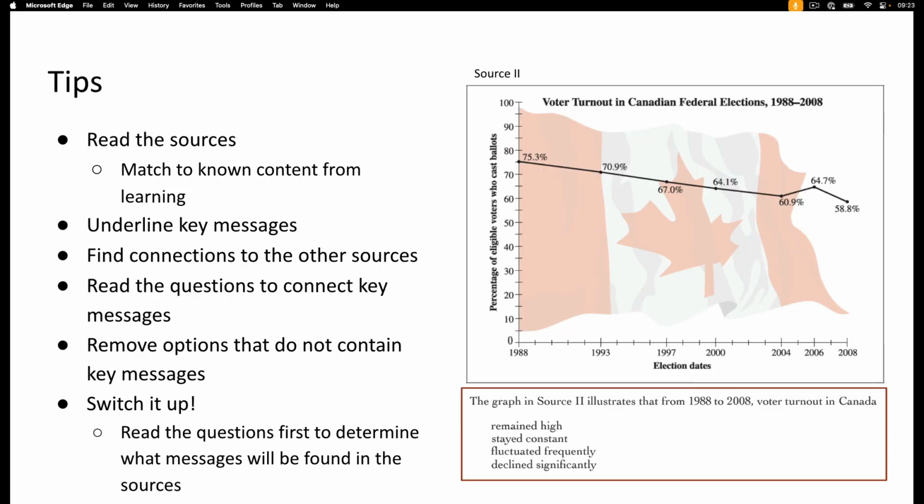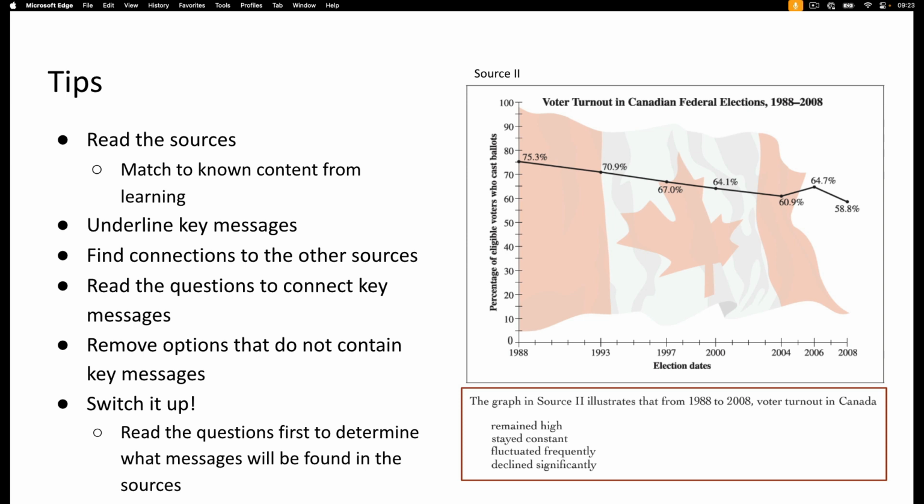So when you're taking these exams, it's important that you read the sources, match them to what you already know from our content area. What have you been learning about? What do you already know? What is this source or set of sources actually talking about? I always like to underline key messages in sources. So, like this one, for example, this is a source of the voter turnout in Canadian federal elections. Well, we've talked about in chapter 1, we talk about voter turnout. I would underline that. That's a key message right there.